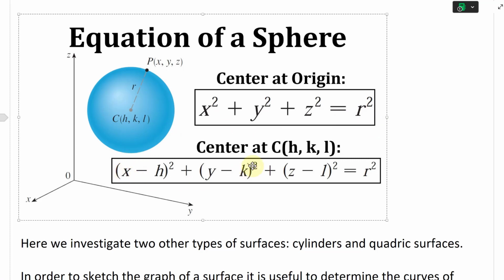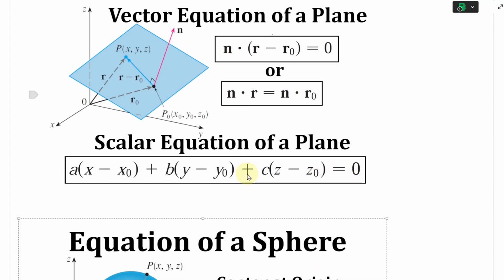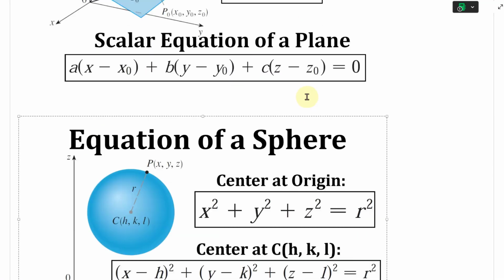But if it's not at the center, if you have a point like, let's say, at C right here, which is h, k, l, you're going to have subtracted here, n equals r squared. Similar to this one right here, this is at a distant point. But if it's at 0, you could just remove all these x naught, y naught, z naught.